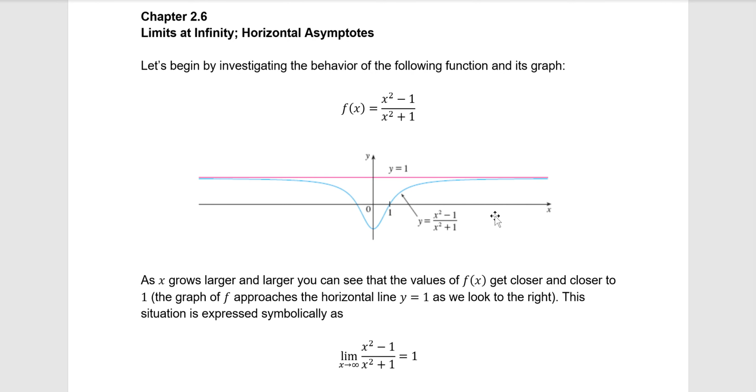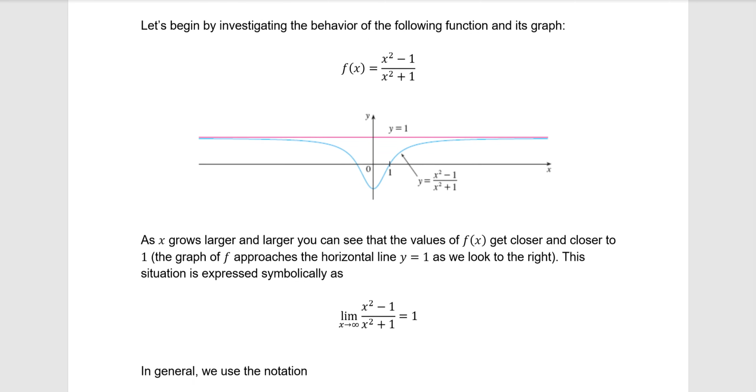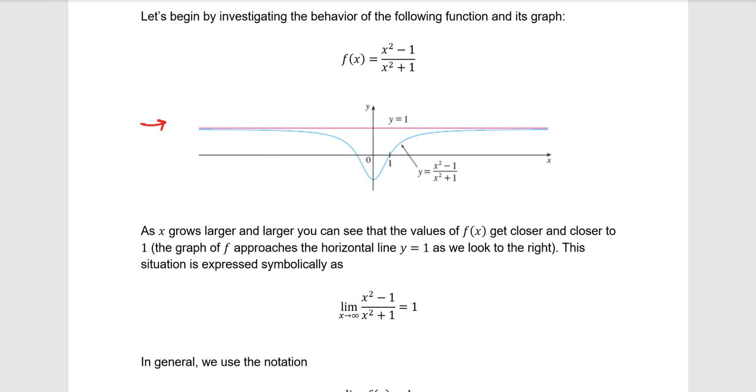In this section we're going over limits at infinity and horizontal asymptotes. First, let's take a look at the function f of x equals x squared minus 1 over x squared plus 1. If we graphed it, it would look like this graph. We can see that there is a horizontal asymptote at y equals 1. And as x gets larger and larger, which means more to the right on the graph, the y values approach this horizontal asymptote at y equals 1.